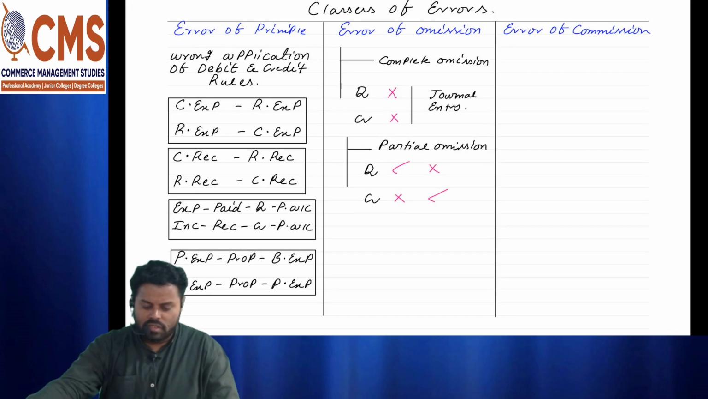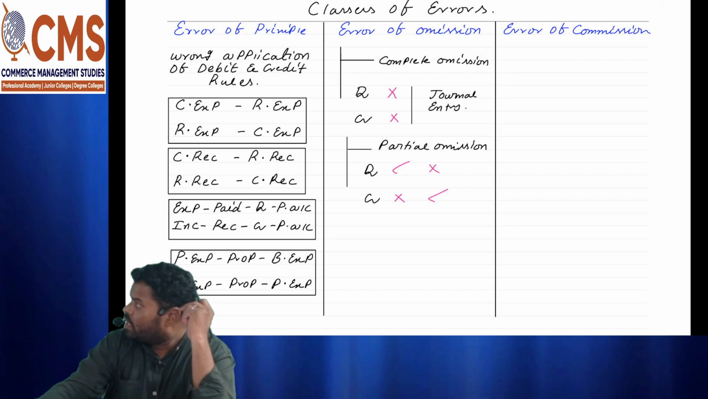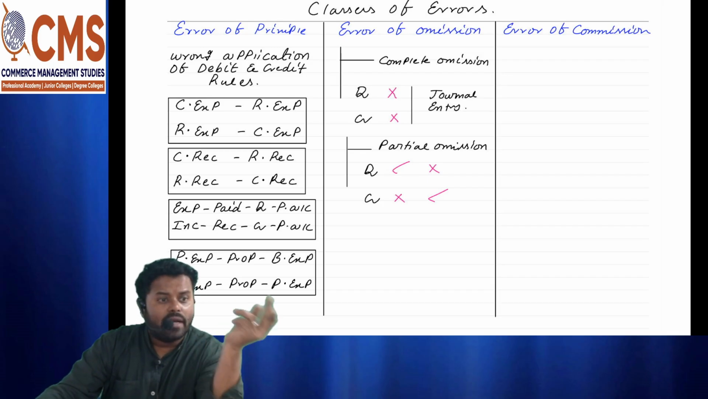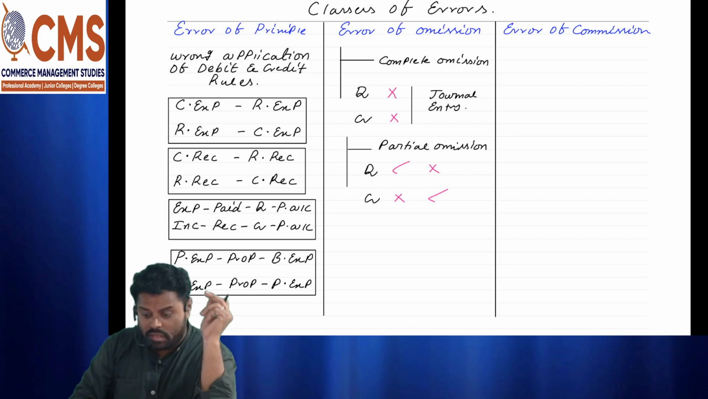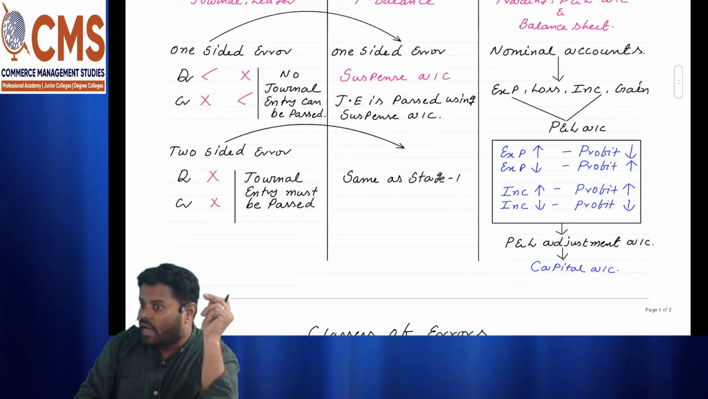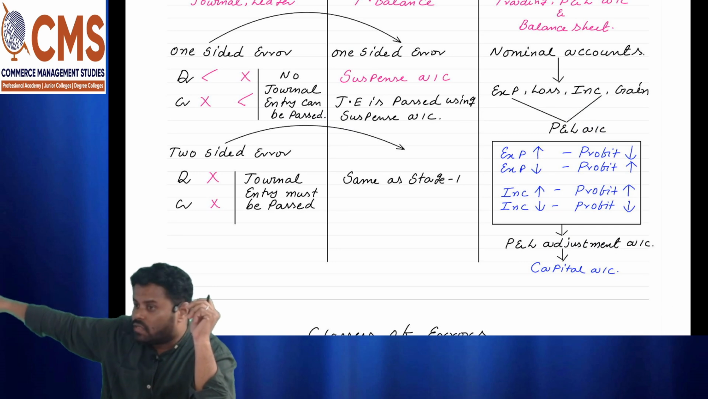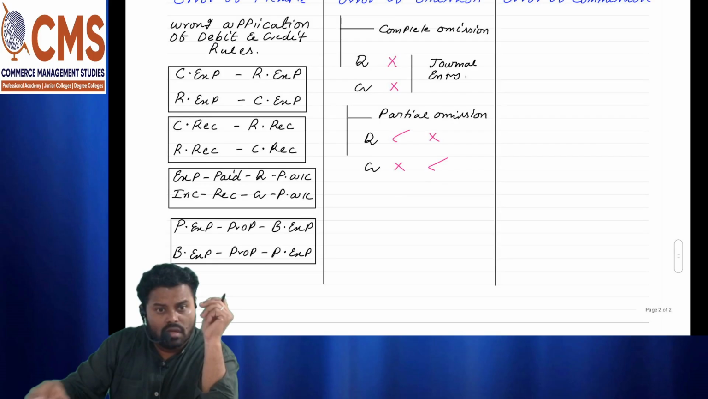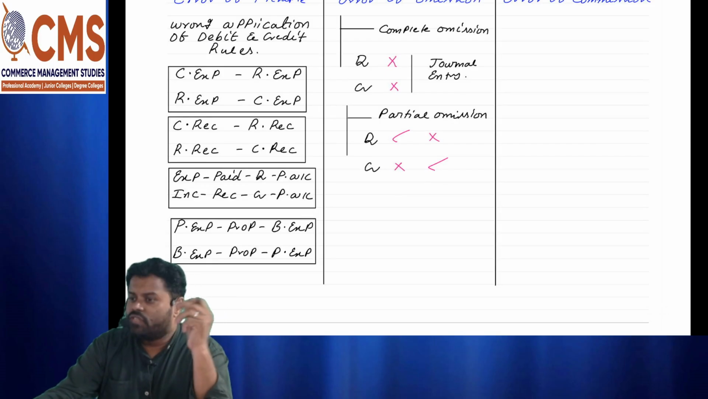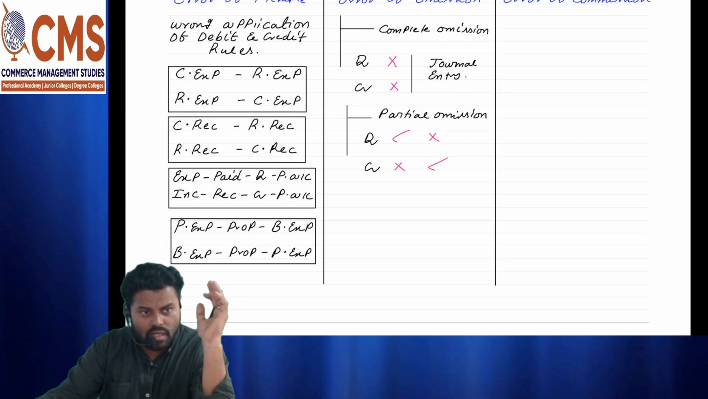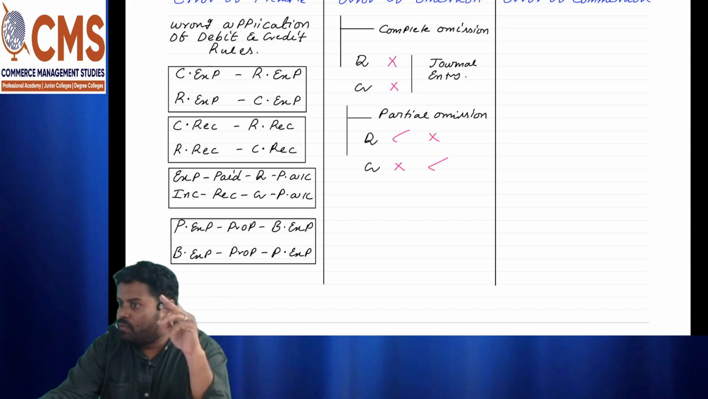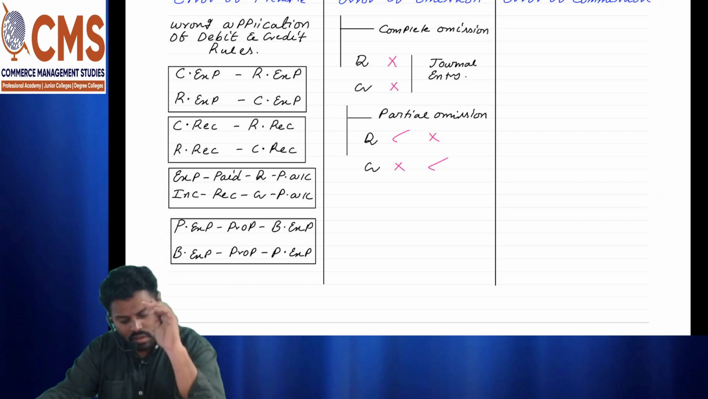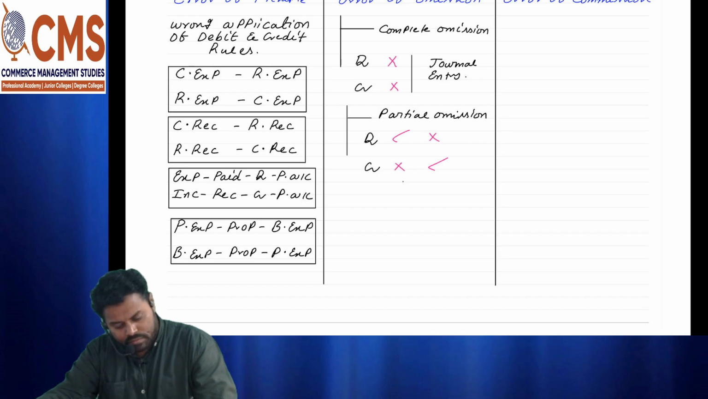Now, the problem is with the second one. Can I write a journal entry for partial omission? Again, it depends on the stage at which you have identified it. We have already discussed this, right? If it is the first stage, only one account is adjusted. If it is the second stage, you will adjust it by writing a journal entry, but the journal entry will be routed through the suspense account. You know that already, right? So it depends on the stage.